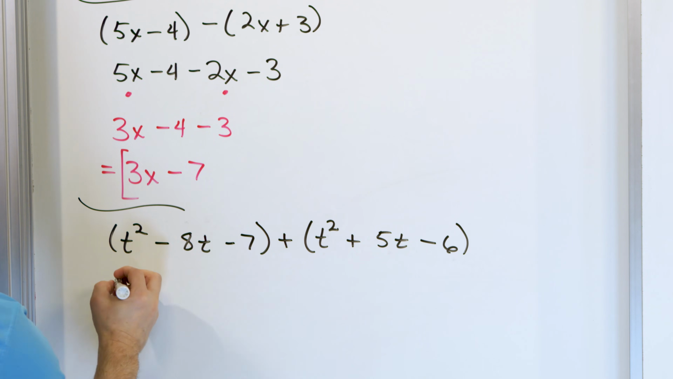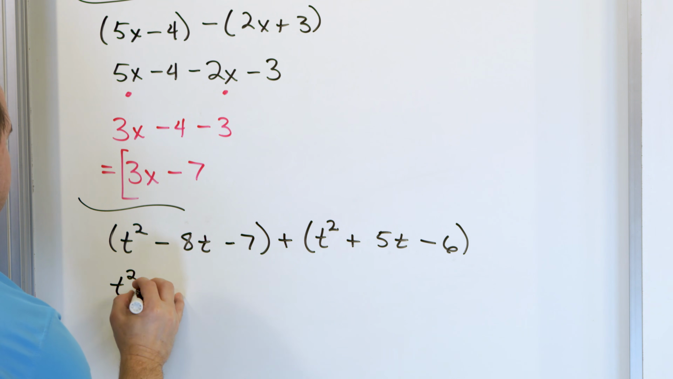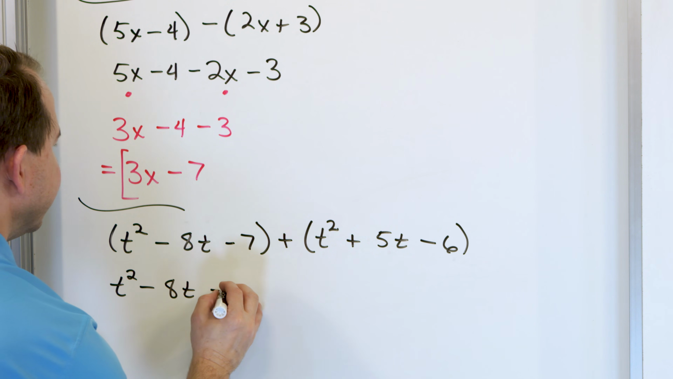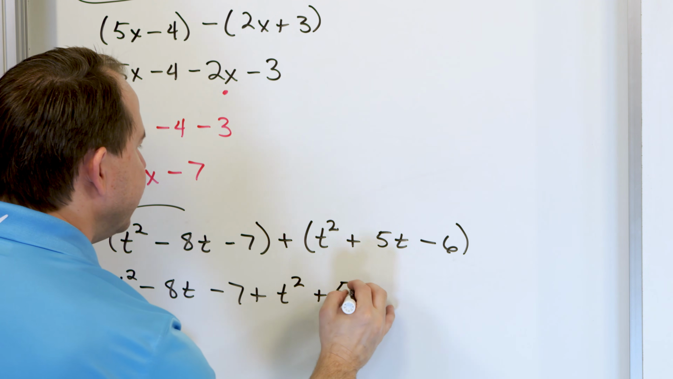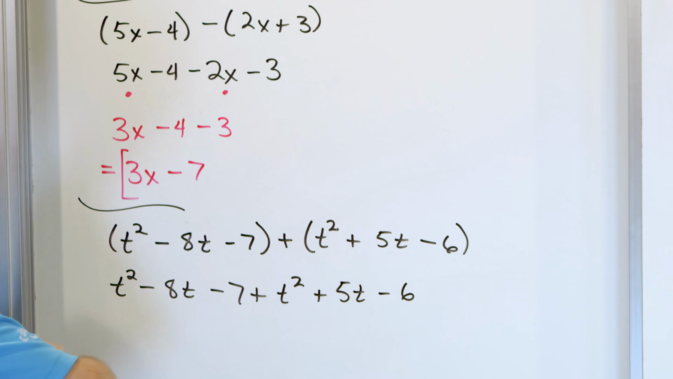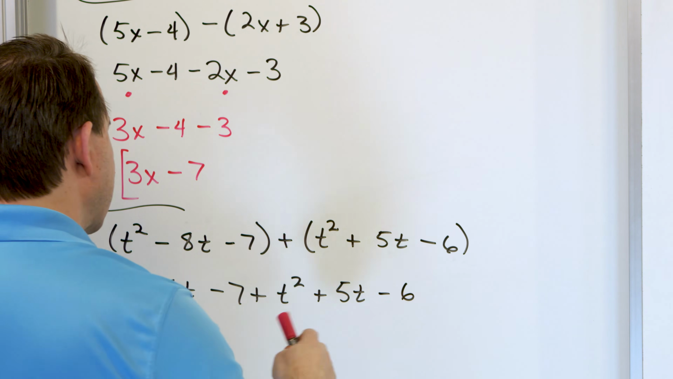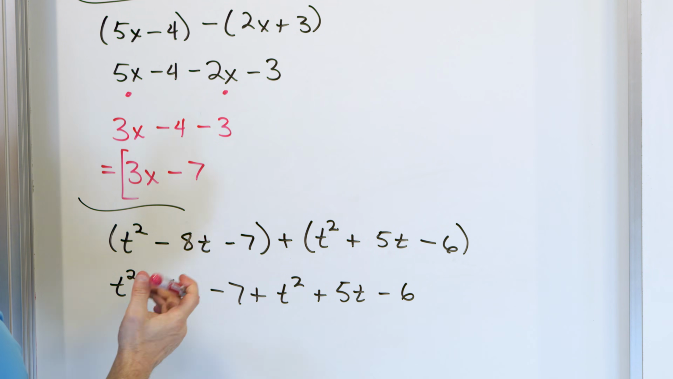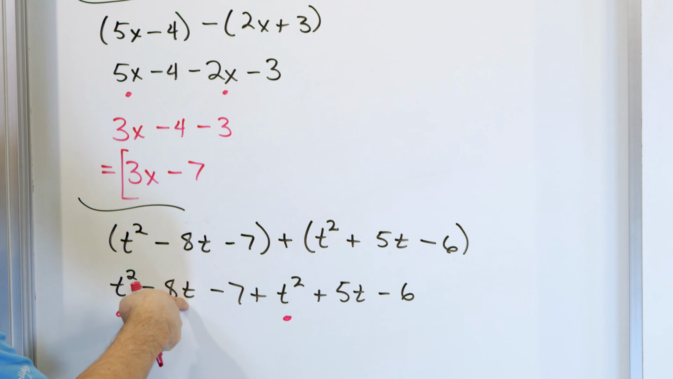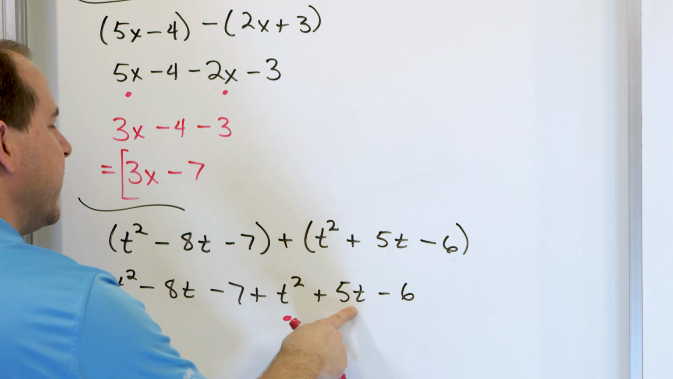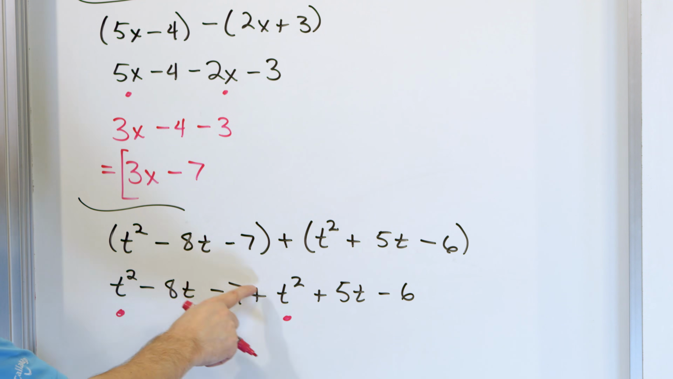So what I'll do next is I'll just drop the parentheses. t squared minus 8t minus 7 plus here, t squared plus 5t minus 6. And then I look for like terms. The largest power of t I have is the t squared here, and I look for other like terms. Here's another one. This is not a like term because it doesn't have a square. This is not a like term because it doesn't have a square. So I can add these.